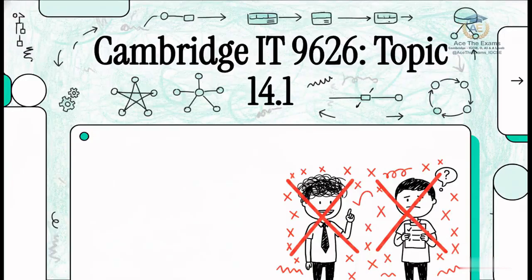Welcome to this explainer. Today, we are completely decoding the examiner's playbook for topic 14.1 of the Cambridge Information Technology syllabus. Now, whether you are currently studying code 9626-0417, 0478, 2210, or 9618, you already know that network topologies, both physical and logical, along with architectures and protocols, are absolutely essential for your exam success.